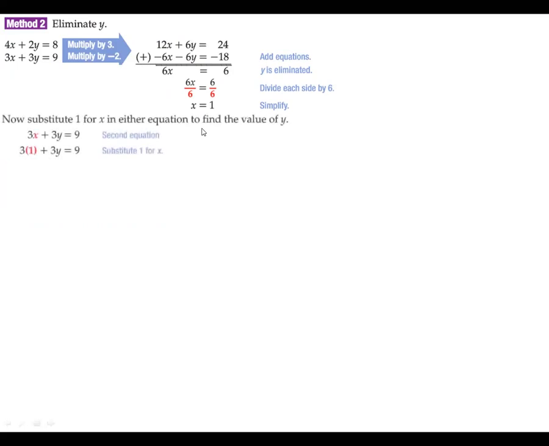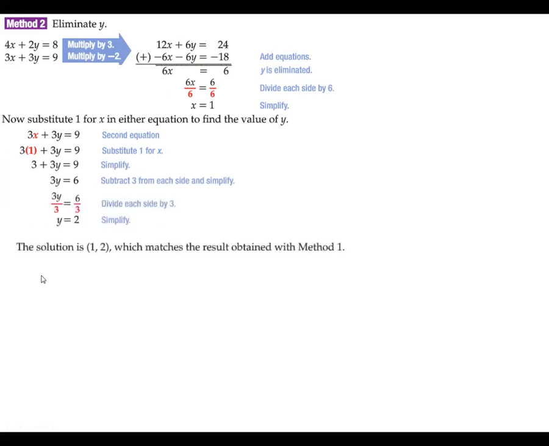Then you substitute that into either of the equations. I picked the second one, so plug 1 in for x. So subtract 3, divide by 3, and you get y equals 2, which is the same exact answer I got in method 1 when I got the x's to cancel, which should be the case because it's the same exact problem. I should get the same exact answer doing it 2 different ways.